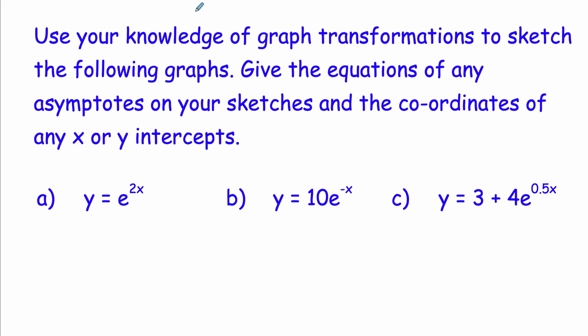So that will be a stretch, scale factor a half, parallel to the x-axis. What will that look like? Have a think. You might want to sketch it first, and then I'm going to show you the answer.